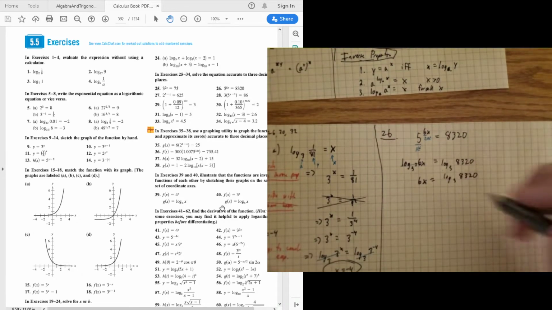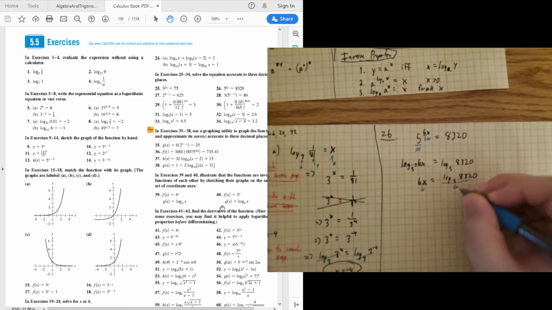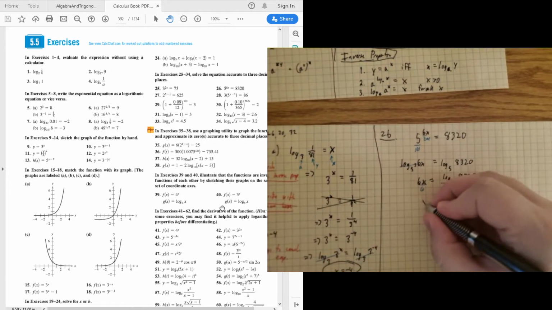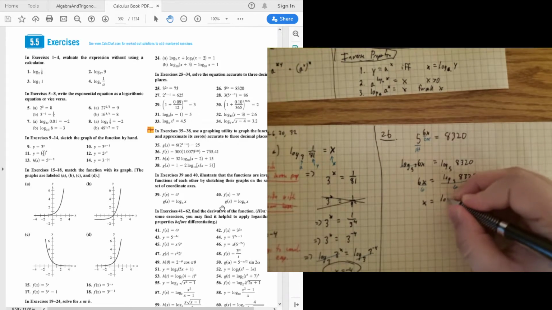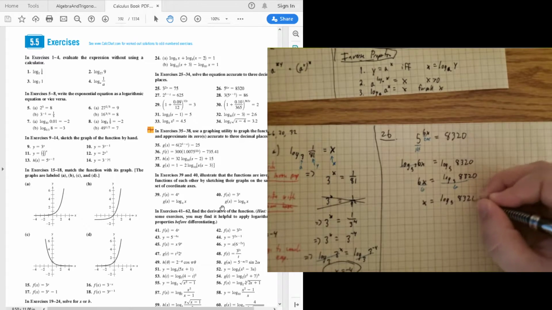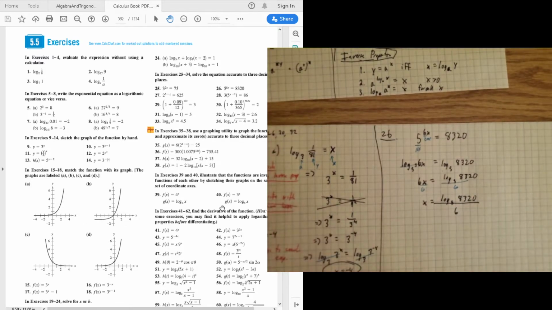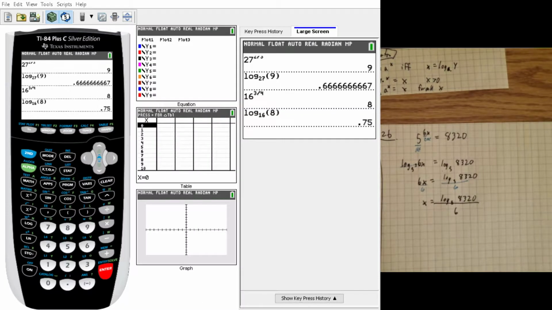From there, we want to get x by itself, so we do that with division. Divide both sides by 6. We get x equals log base 5 of 8320 over 6. Now, log base 5 is a number. I'm now going to come in and use my TI.